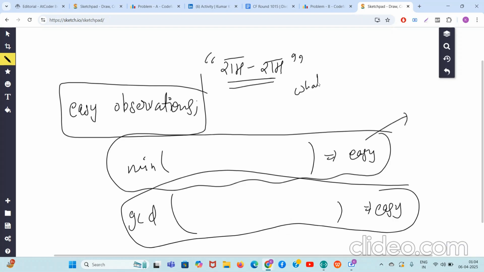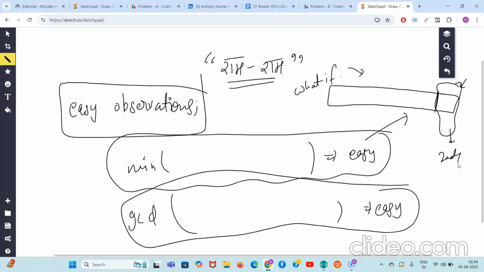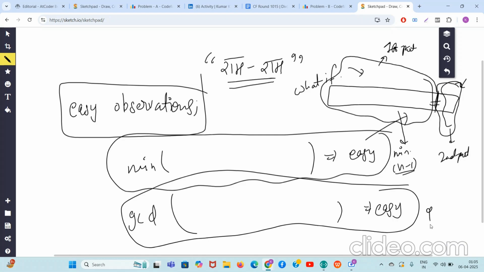So what if you try to divide the array like this, such that the last number you take in the second part, and all the rest of the numbers you take in the first part. So guys, then the problem will easily be solved. You can find the minimum of n minus 1 numbers, right? Minimum of n minus 1 numbers needs to be equal to the last number, because GCD of one number is that only. GCD of 5 is 5 only. So that is the trick, guys.